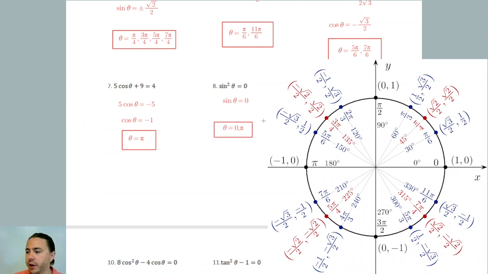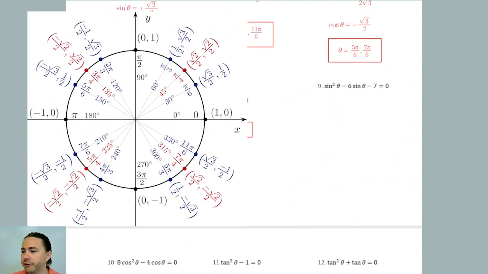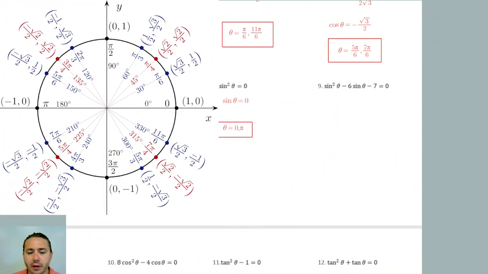Now, number 9 is where things start getting shook up here. For number 9, we have to factor this. So what I want you to think about as you're factoring this is we've got something squared minus, so I might do this out to the side here just to help my thought process along. I'm going to write this as u squared minus 6u minus 7 equals 0. If it helps, you can write this as x. It doesn't matter what you call it.